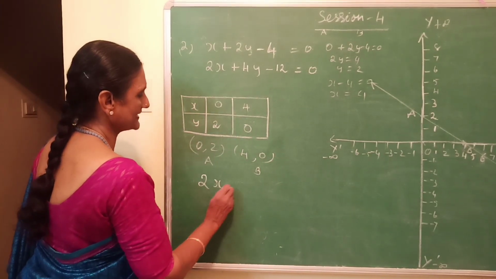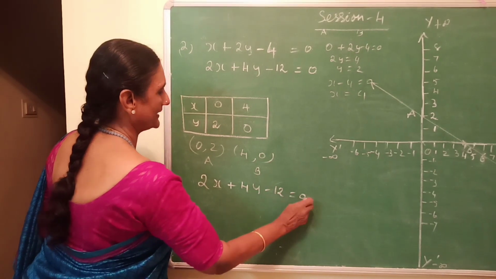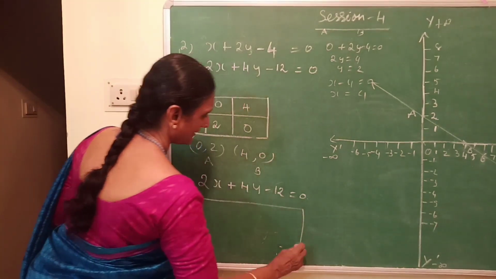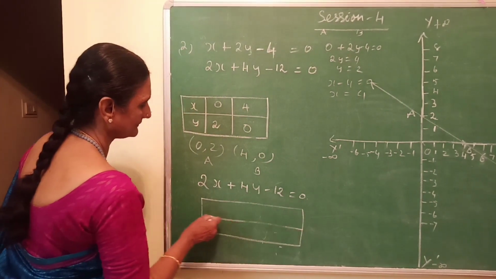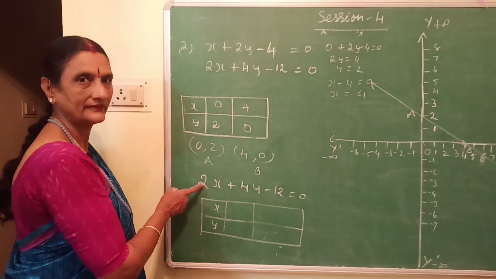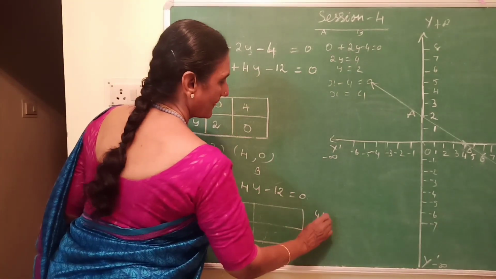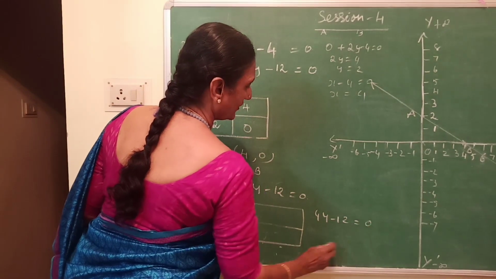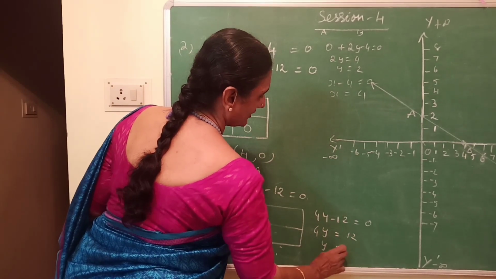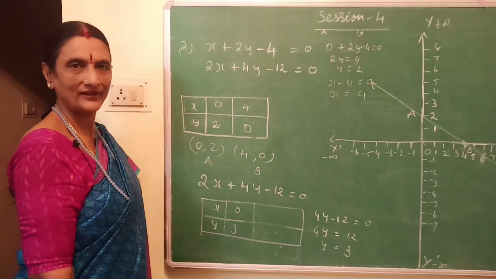It is 2x plus 4y minus 12 equals 0. And then we can draw the tabular column. And this is your x. Take the value x as 0. We will get 4y minus 12 equals 0. That will give you 4y is equal to 12, y is equal to 3. So (0, 3). Are you understanding?